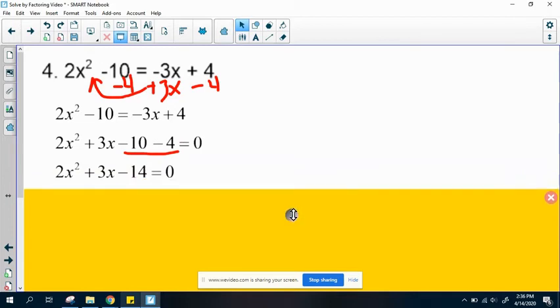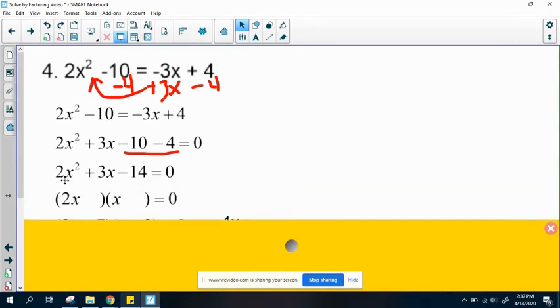So before I even start, if I want to add the 3x over and subtract 4, my problem turns into 2x squared plus 3x minus 14. Now I can factor. So now it's equal to 0. I check GCF. I have a 2 and a 3 and a 14. Nothing in common. So then I go to make my two parentheses.